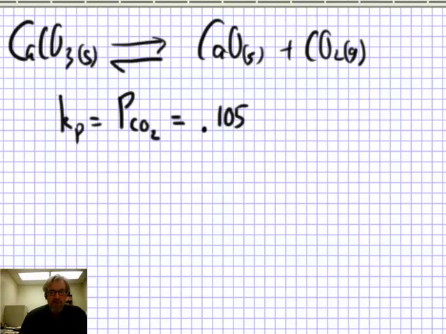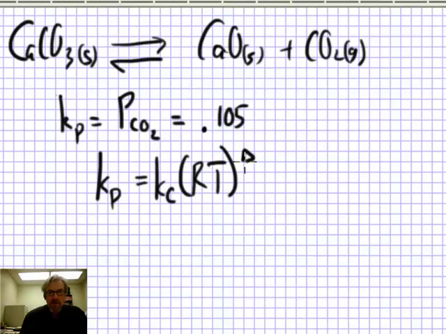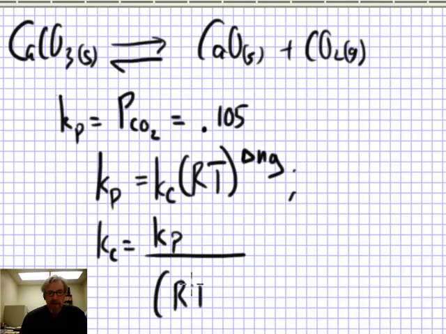The second question is asking, what is Kc? Here's a relationship that we have. We know that Kp is equal to Kc times R times T raised to the change in number of moles of gas. So if we want Kc, we can solve for it. Kc would be equal to Kp divided by R times T raised to the change in number of moles of gas. So Kp, we'll put in 0.105. We've already solved for that.